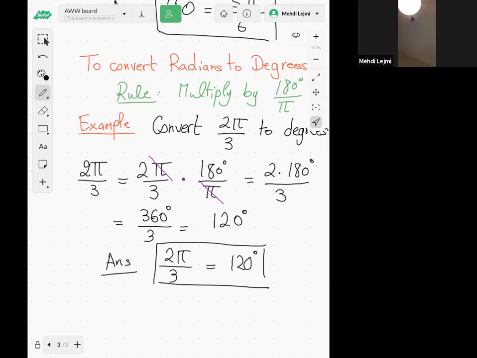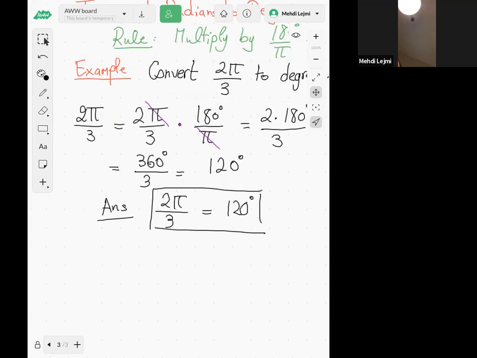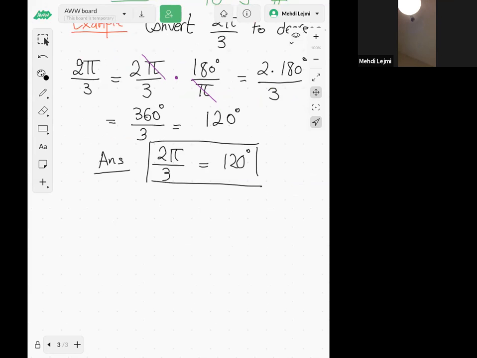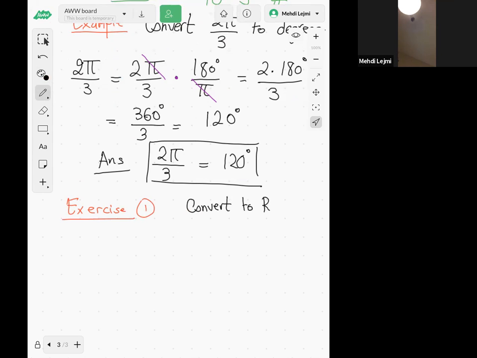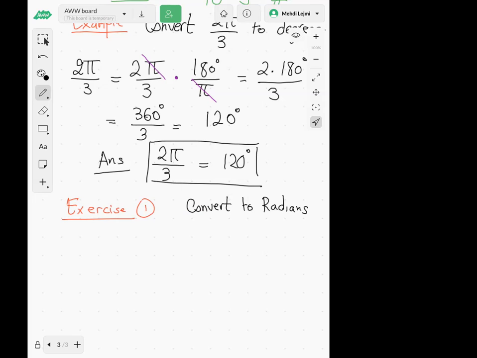All right, so here's an exercise for you because we need to know how to convert degrees to radians and radians to degrees. It's kind of important. So here's a small exercise for you. Exercise one: please try to convert to radians. This is the exercise that is going to the exam.